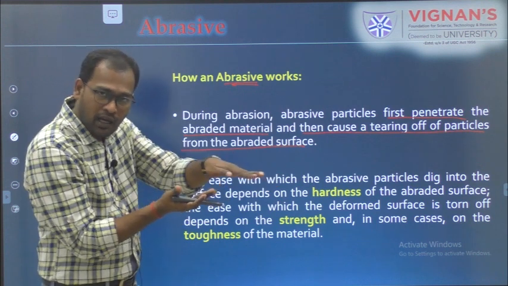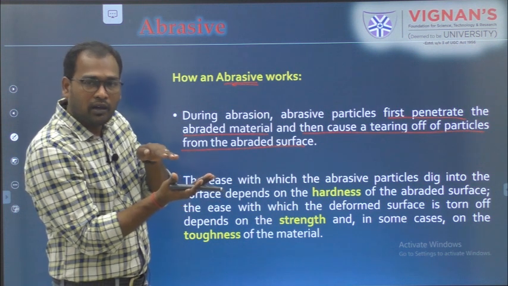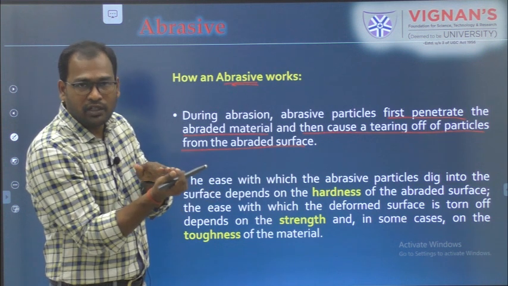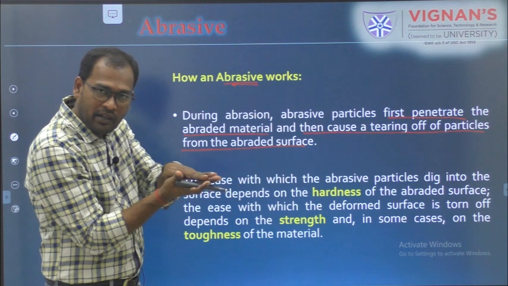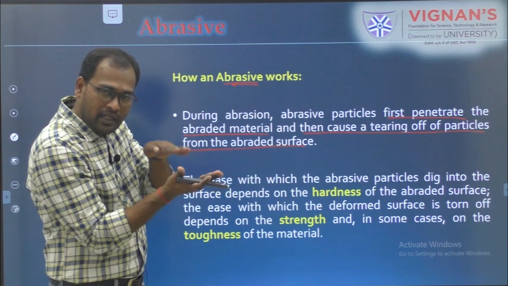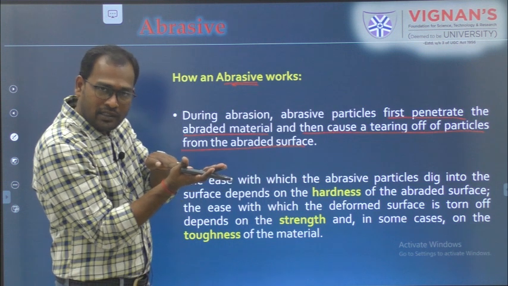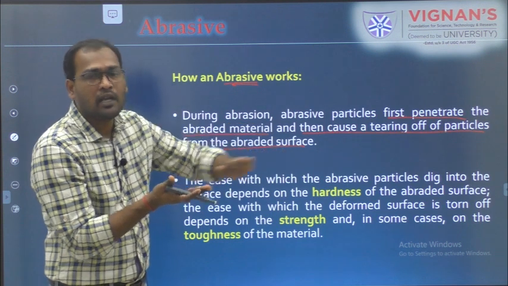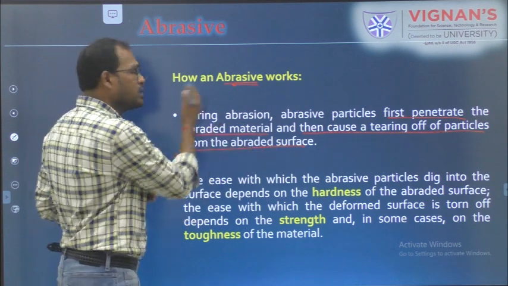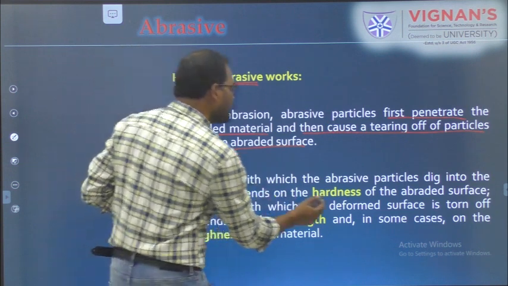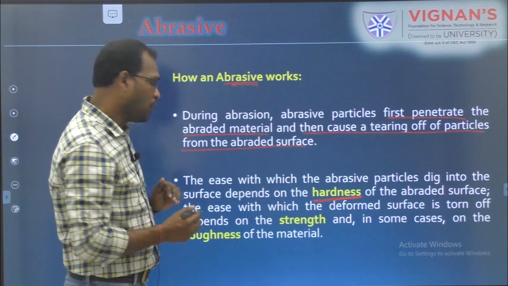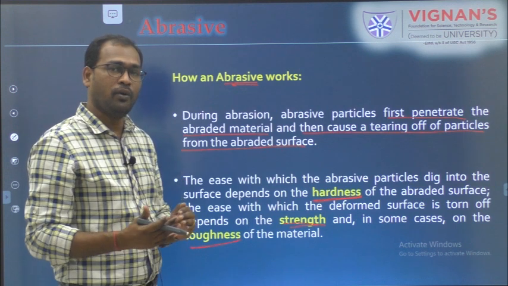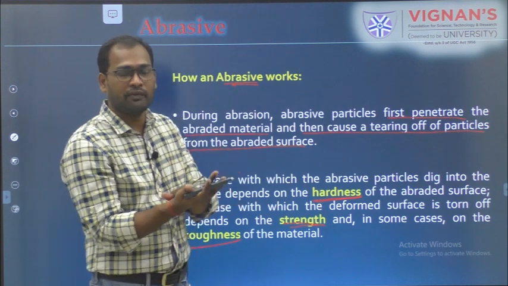It depends on the force with which it is pushed, and also on the hardness of the abrasive as well as the hardness or strength of the material which has to be abraded. First it makes a penetration, and if there is any irregularity, this hard material comes in contact with it. Once more force is given, it will knock off the irregularity and make the surface clean and smooth. There are three things to be considered in this mechanism: the hardness, the strength and the toughness. This applies to both the abrasive material as well as the surface which has to be cleaned.